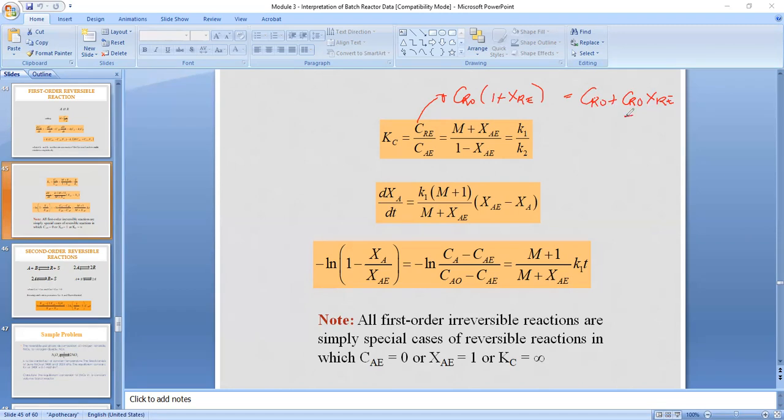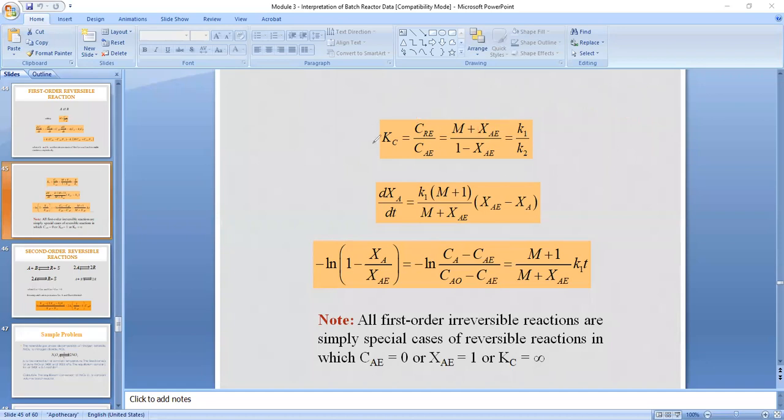Meaning, this particular expression again should be expressed in terms of CAO, XAE. Why? Because you see here an XAE. For now, you have this formula to use, but it's important that you understand how this particular formula came about. That way, when it's time for you to write down your own expression for the equilibrium constant, you know how to simplify it just like the way this was simplified.